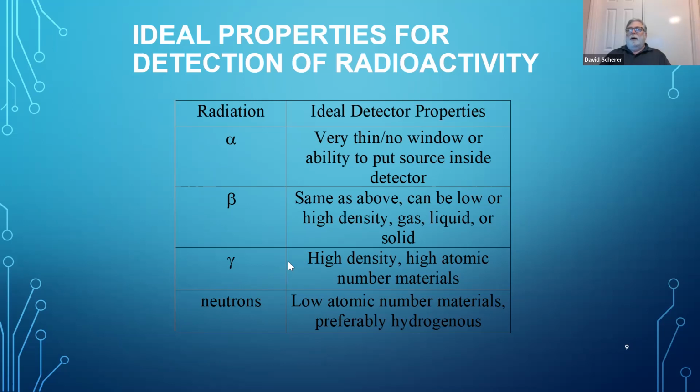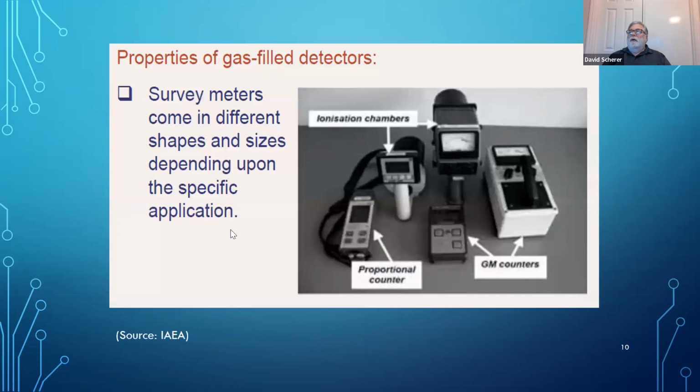For photons, we want to have a high density. So scintillation crystals and solid state detectors are more useful for photons because they have more dense material to interact with. We'd like to have a high atomic number for photons. For neutrons, we want a low atomic number material, particularly those with lots of hydrogen are beneficial. It helps thermalize and capture the neutrons. Okay, here are some examples of gas-filled detectors.